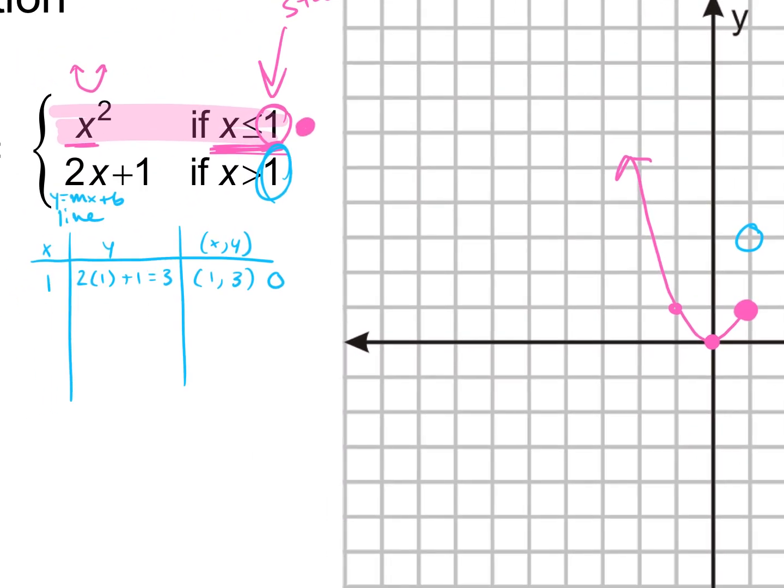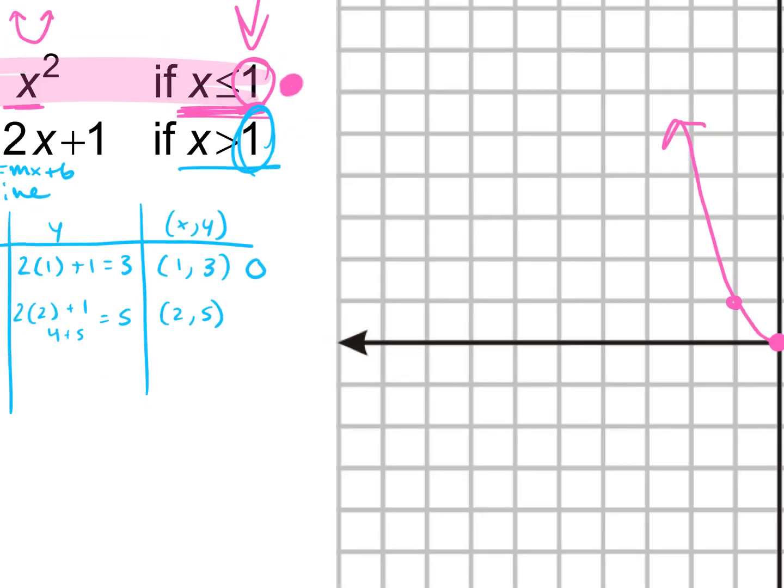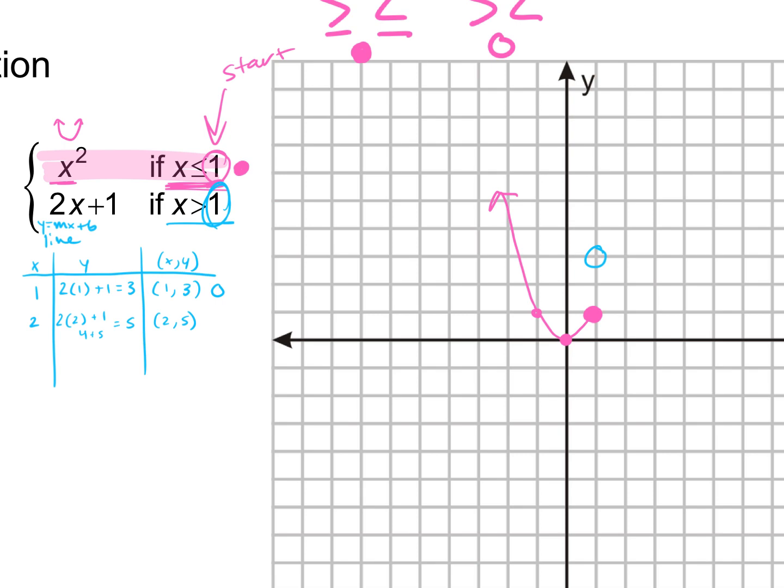Now I need to plug in another point to tell which direction my line's going to go. So what's a number that's greater than 1? 2. So let's plug in 2. So we have 2 times 2 plus 1, which would be 4 plus 1, which is 5. So 2, 5. Now, when we plug in our second point or third point, that just tells us the direction of our graph, so we don't also put an open circle at that point. So our next point, we're going to go to the right 2 and up 5 and just put a little dot because that tells us the direction.